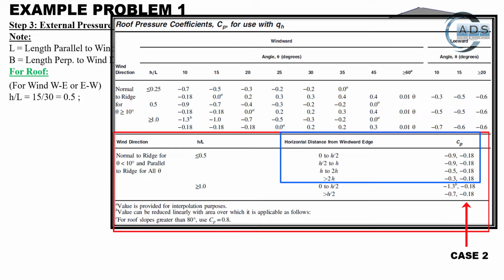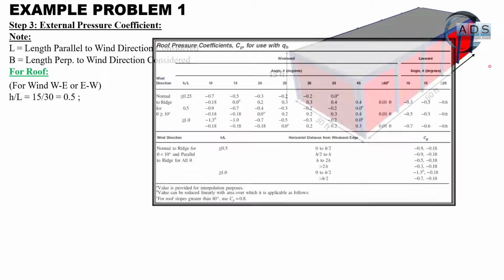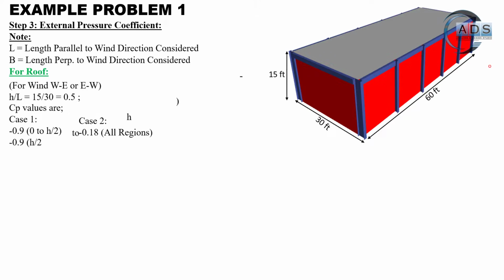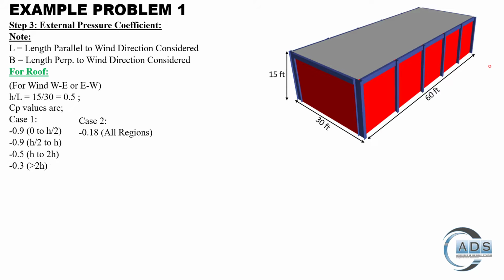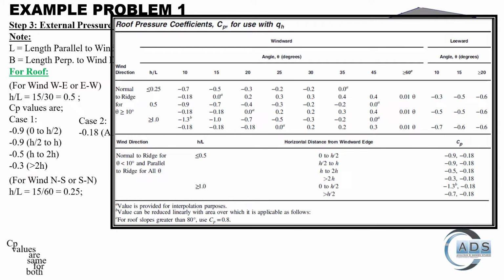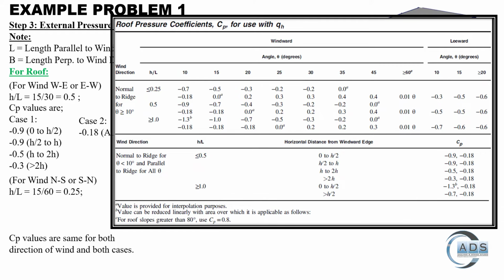Now the second case: Cp, all values are the same, minus 0.18. So it is not dependent upon the regions. So Cp values are listed here. Now for the other wind direction, H over L is 0.25, so it is also the same values. Why? Because when H over L is less than or equal to 0.5, we have to take these values, and we are already taking that.